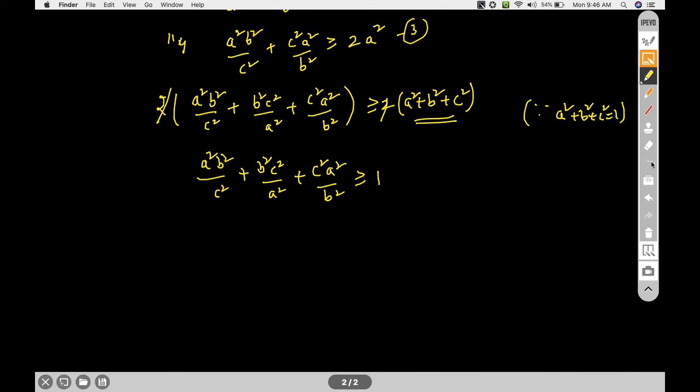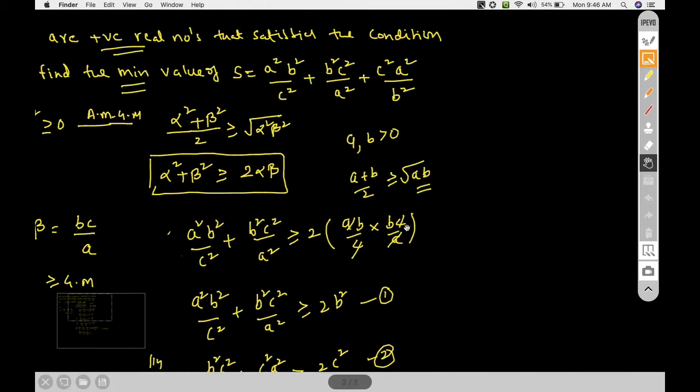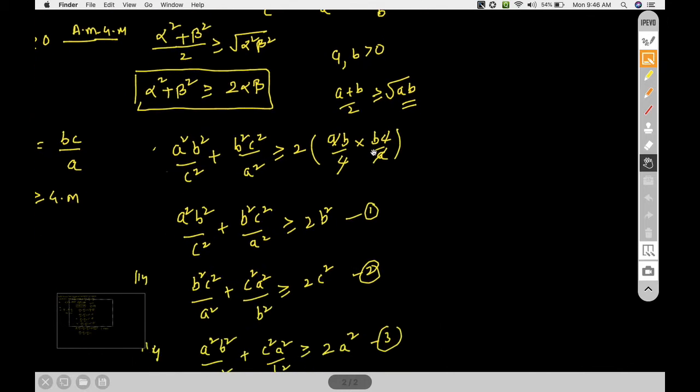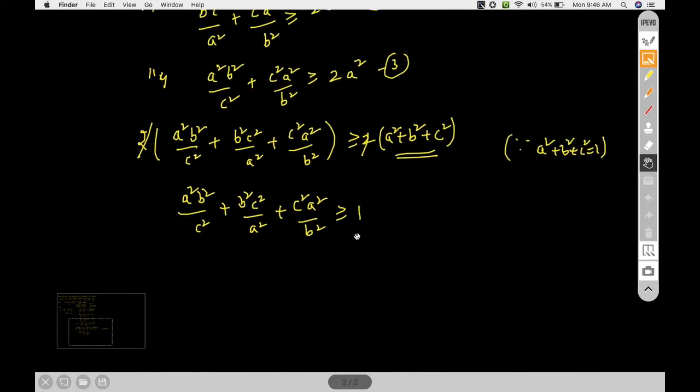So what is our requirement? The minimum value of this one. So what is the minimum value? 1 is the minimum value. So now the question is, when is equality possible? So this is the minimum value. Additionally, the question is when the equality is possible.